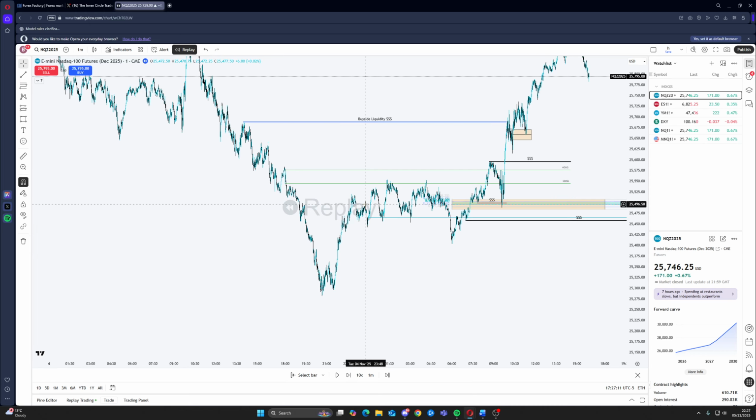If it's a liquidity void, then don't think about the fair value gap. It's all going to close and basically go to an order. So there's a bit of a mess.